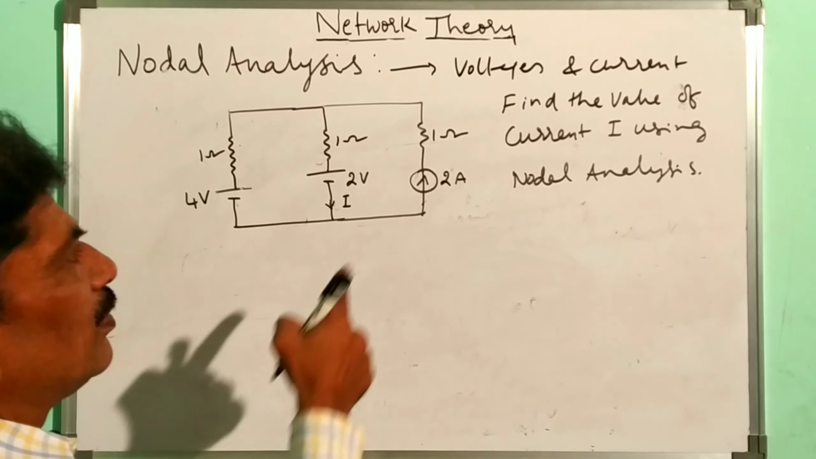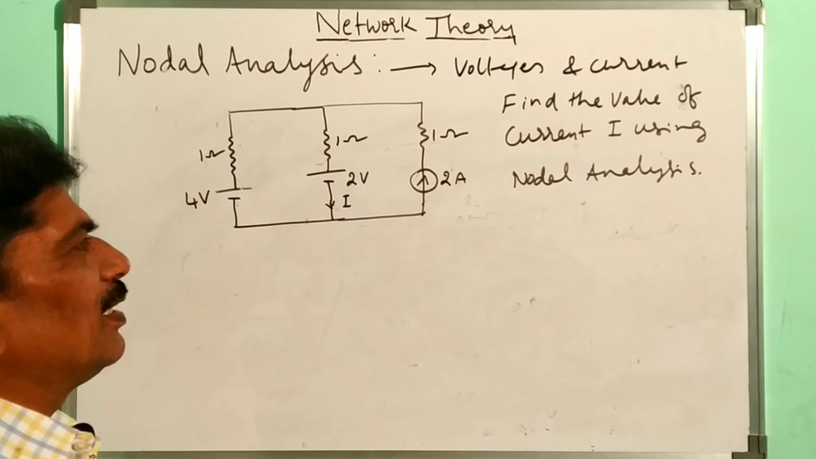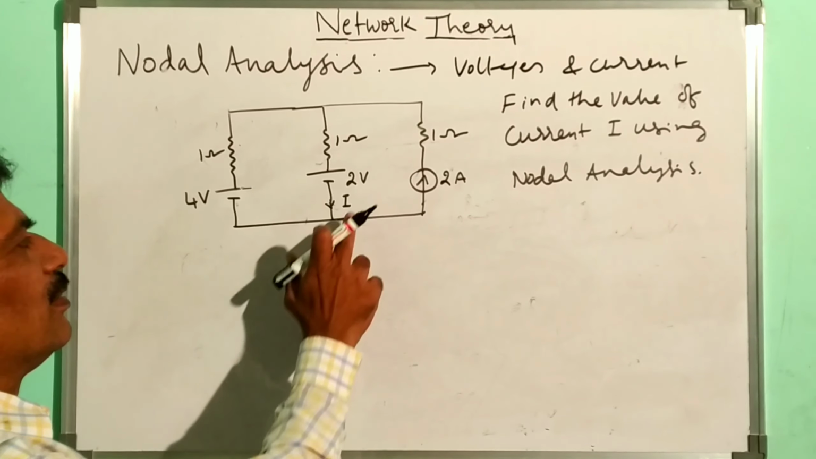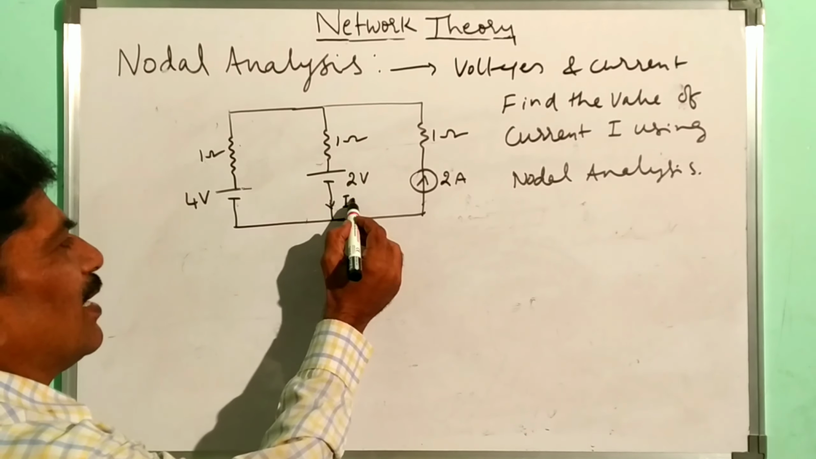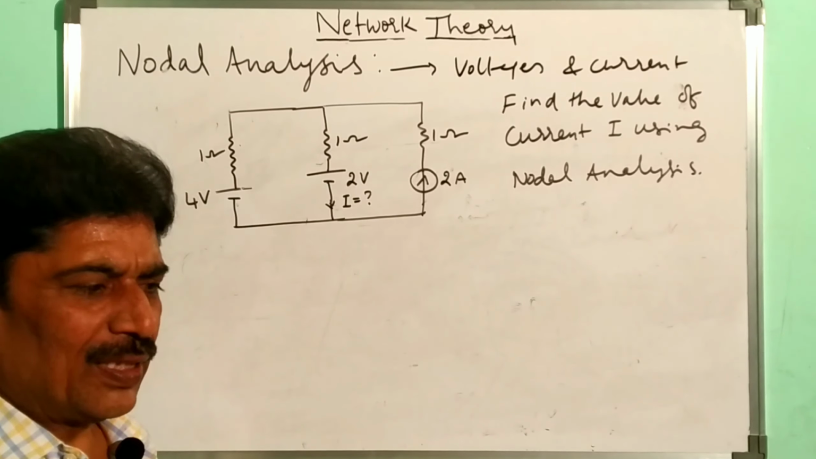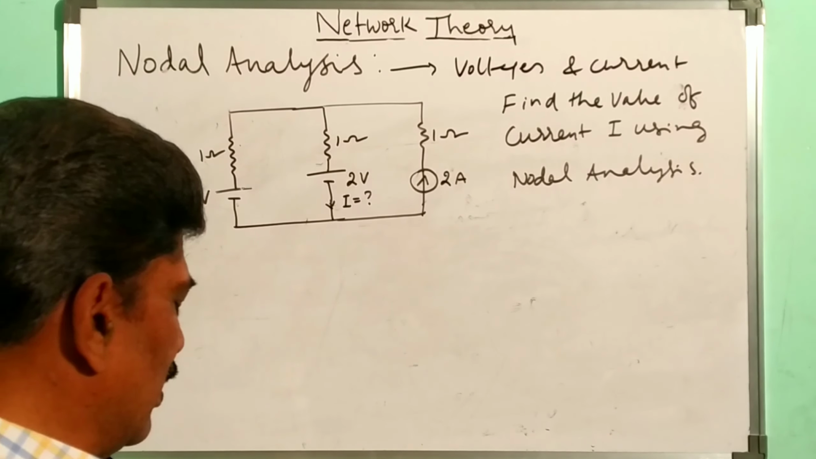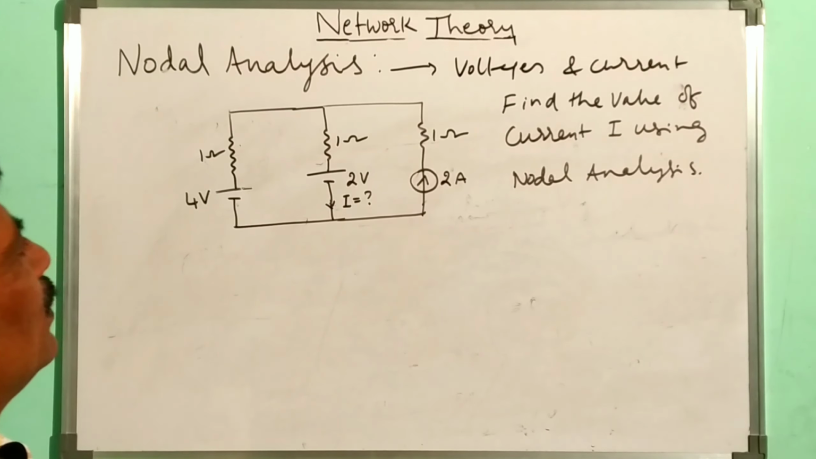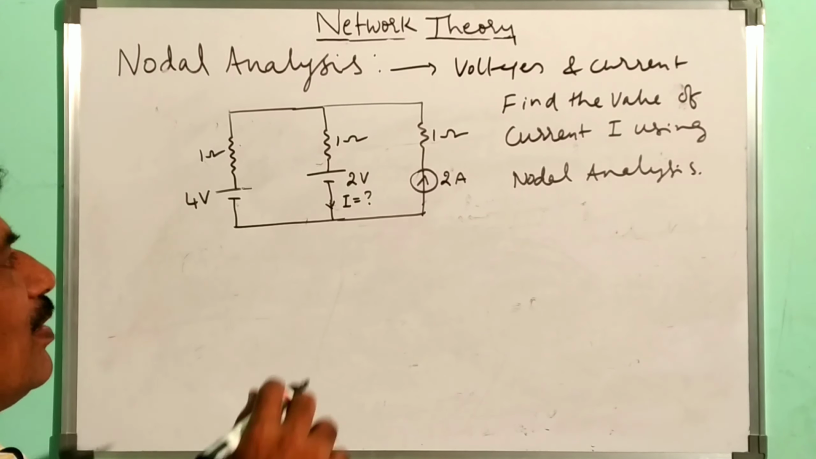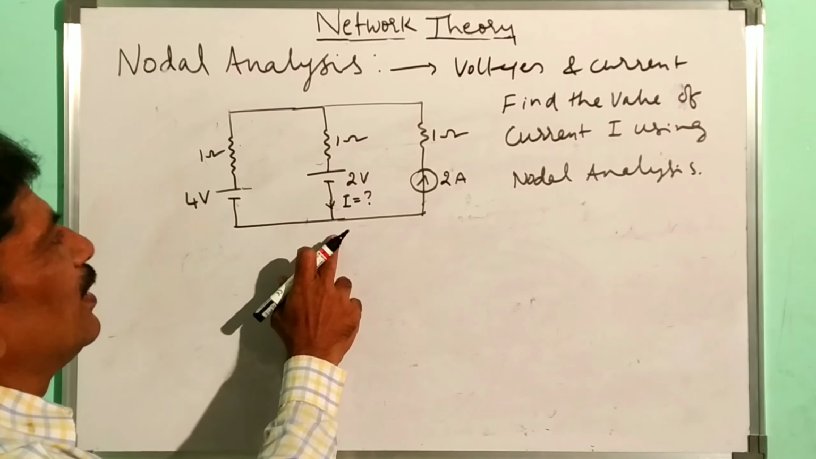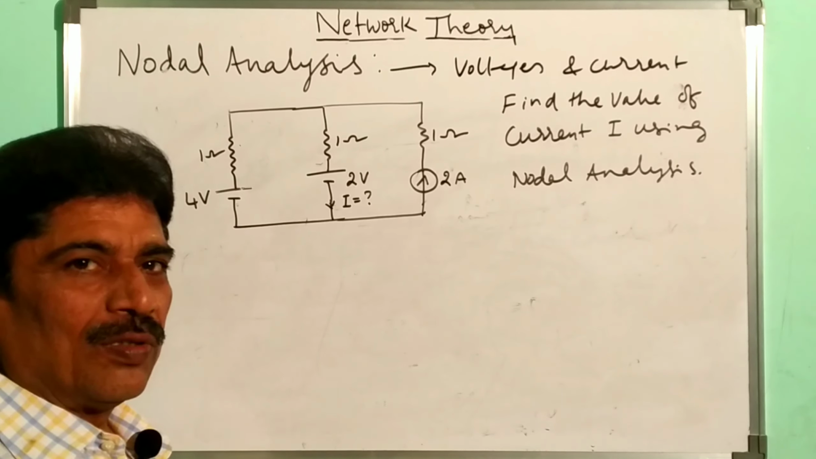Given the circuit, find the value of current I using the nodal analysis. So, we should find out this I value now. Let us see how it can be calculated. What is the first step? Find the total number of nodes in the circuit. How many nodes are there? The nodes should be 2.